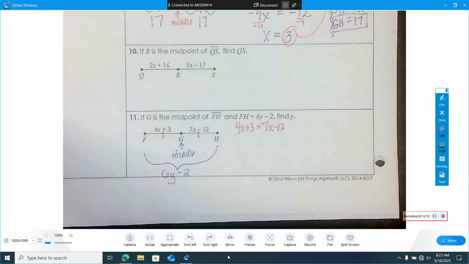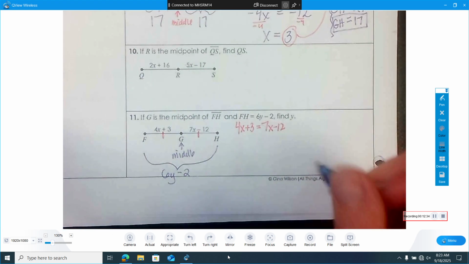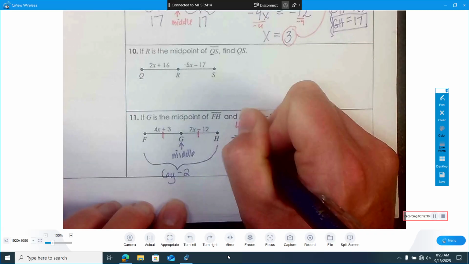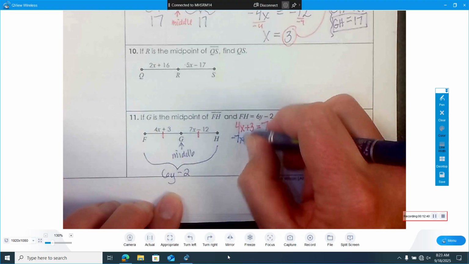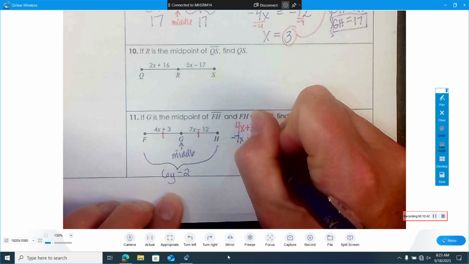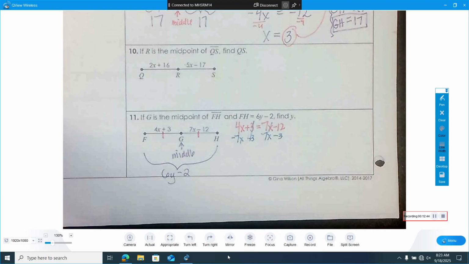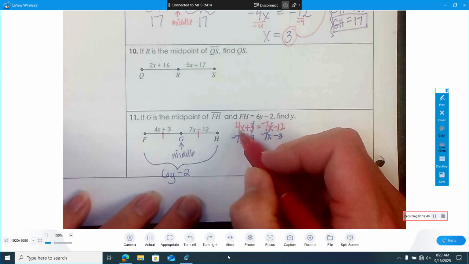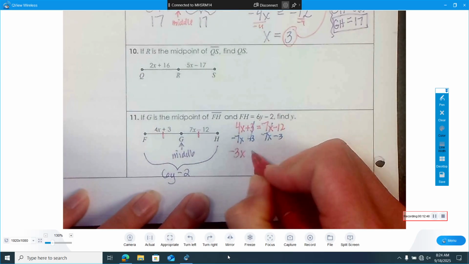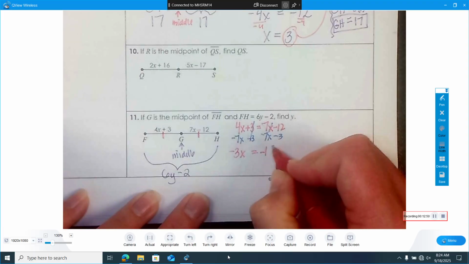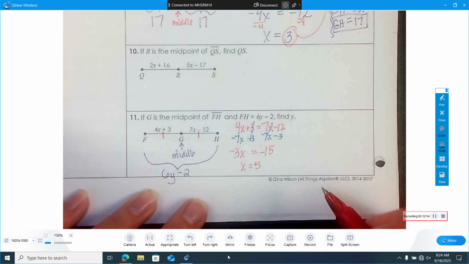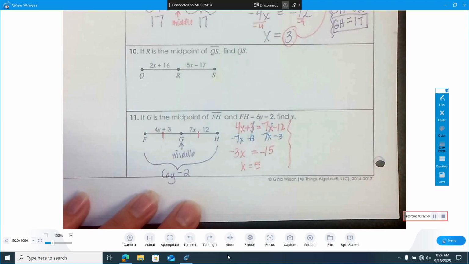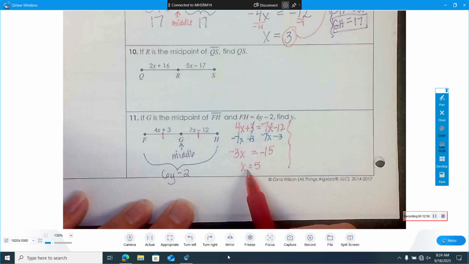All right, so we need to figure out what x is first. So I'm going to go ahead and do my letters to the left here. I'm going to subtract 7x. I'm going to subtract 3 from both sides. And that's going to give me 4 minus 7 is negative 3x's equals negative 15. x equals 5. Beautiful. Okay, well, that's x.